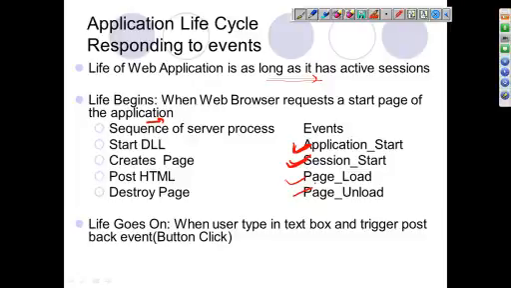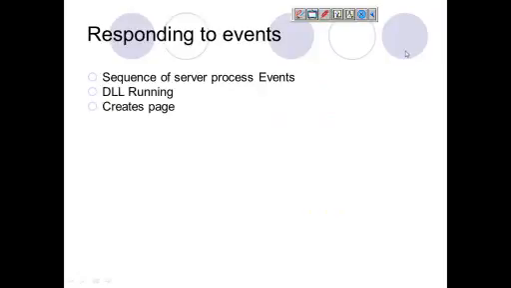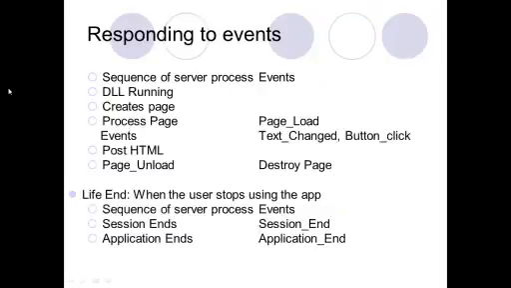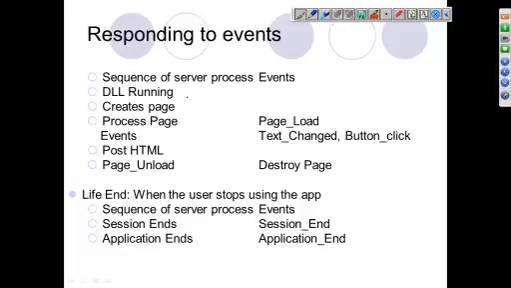Life goes on when the user is working on the application, doing something, working with the forms, typing in the text box, clicking on the button. So all this is the life-going-on stage. In this stage, these events will occur. The DLL is running, and the session is already started. It can keep on requesting pages in the same session. So the same application is already started, the session is already started. Here when life is going on, multiple page loads can occur. It can request multiple pages from the application.